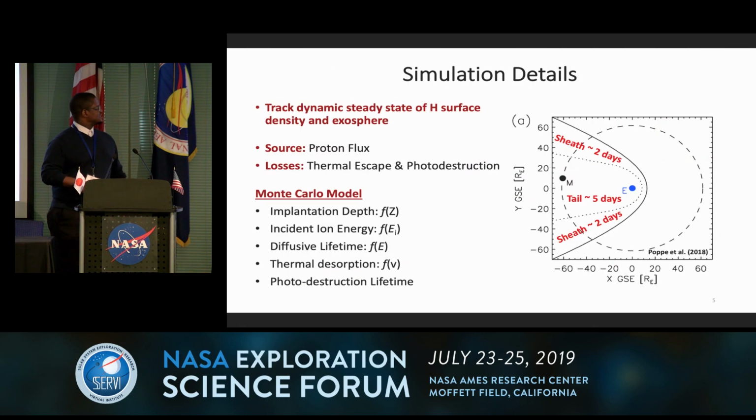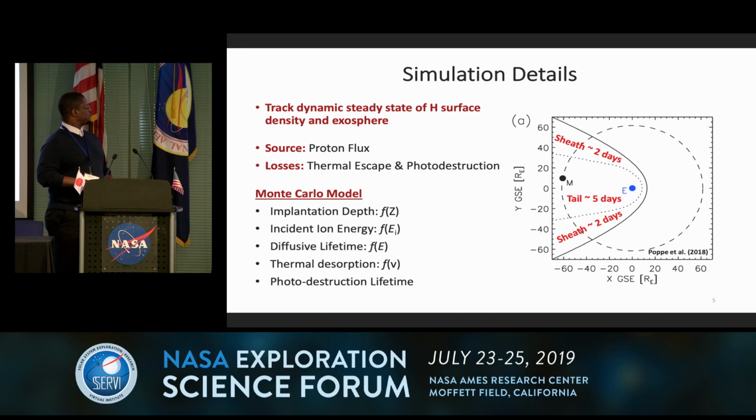So the simulation is just very simple, taking advantage of the synchronous orbit of the moon. We can define a local time for when the moon is in the sheath, and we can increase the flux by a factor of 2. In the tail, we can decrease it by an order of magnitude for 5 days. So the source is just the proton flux, with just basic loss processes, thermal escape and photo-destruction.